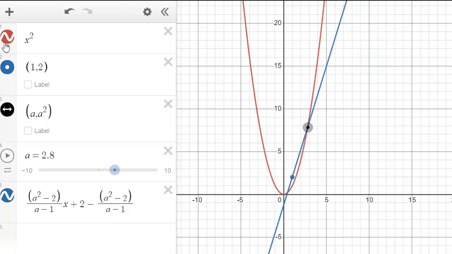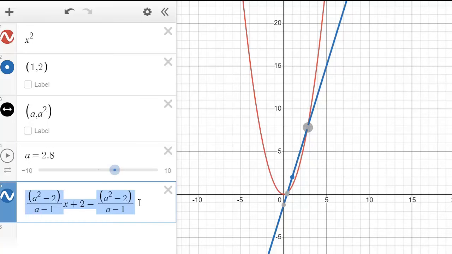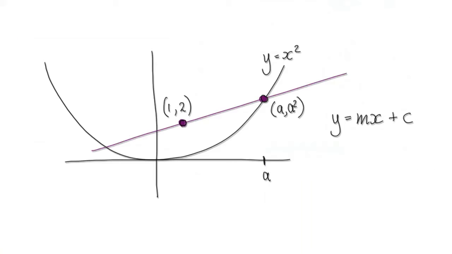Okay, so first step, punch in your quadratic y equals x squared, punch in your point 1, 2, and then punch in your particle, which is this thing here. And then in this video I'm going to show you why the equation is given by this. Okay, so going back to here.